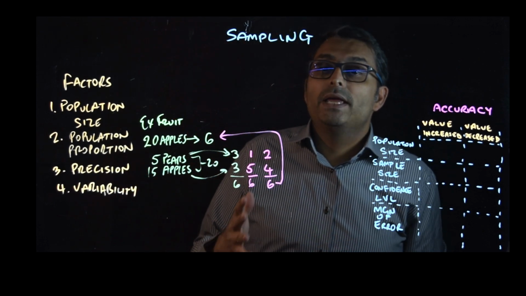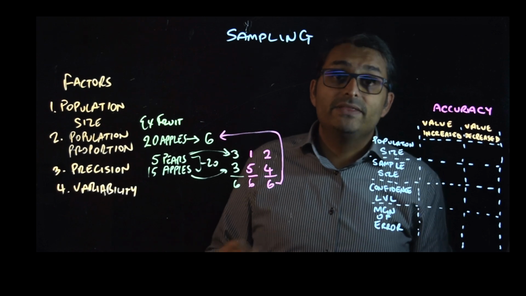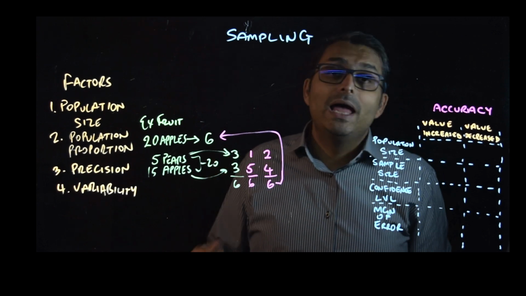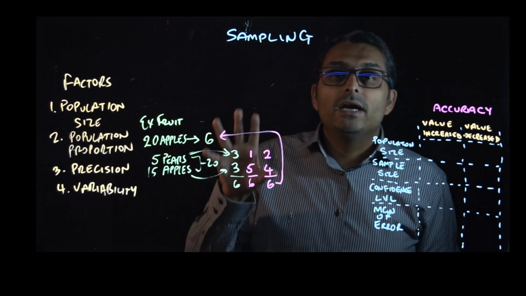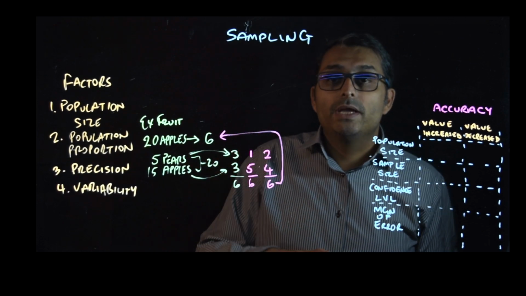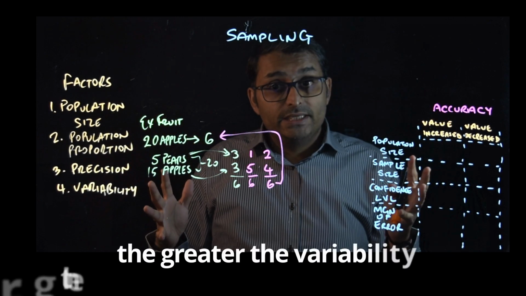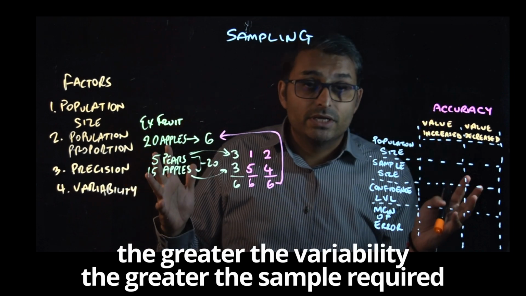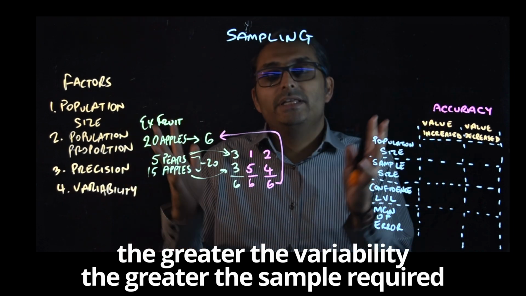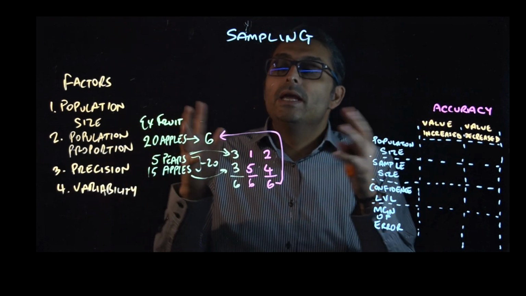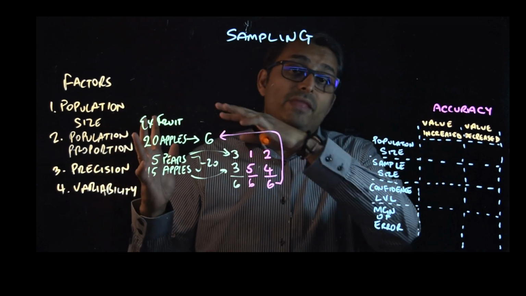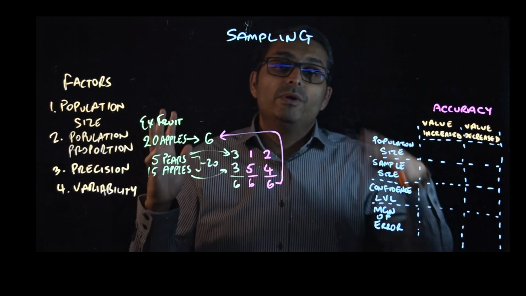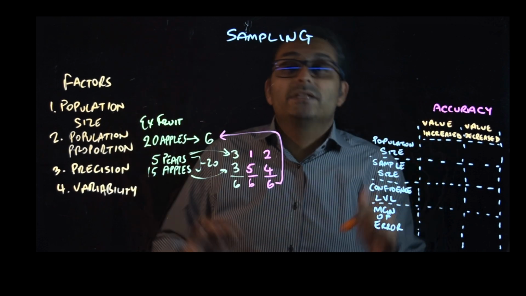So fourthly is variability. If a population has a greater variability, then this will affect the outcome. And to compensate for this greater variability, again, a bigger sample would be required. The greater the variability, the greater the sample size required. If there's a little bit of variability, then you can select a relatively smaller sample size. If there's a lot of variability, we would need to select an even bigger sample.